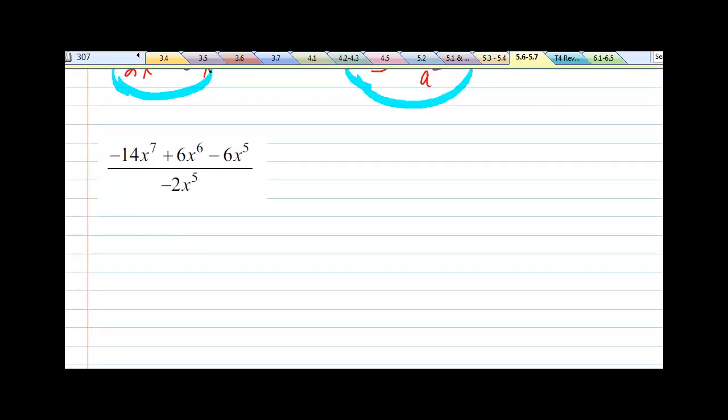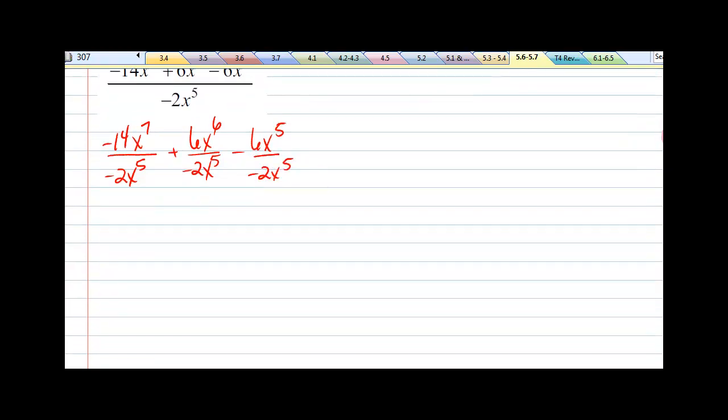This time I'm going to separate my polynomial division into 3 different fractions because I have 3 different terms in the numerator. So the first one is negative 14x to the 7th over negative 2x to the 5th plus 6x to the 6th over negative 2x to the 5th minus 6x to the 5th over negative 2x to the 5th. And I want to reduce or simplify each one of these fractions.